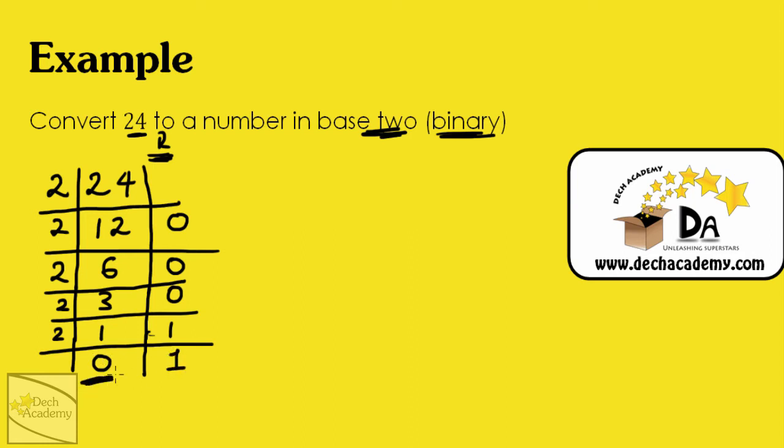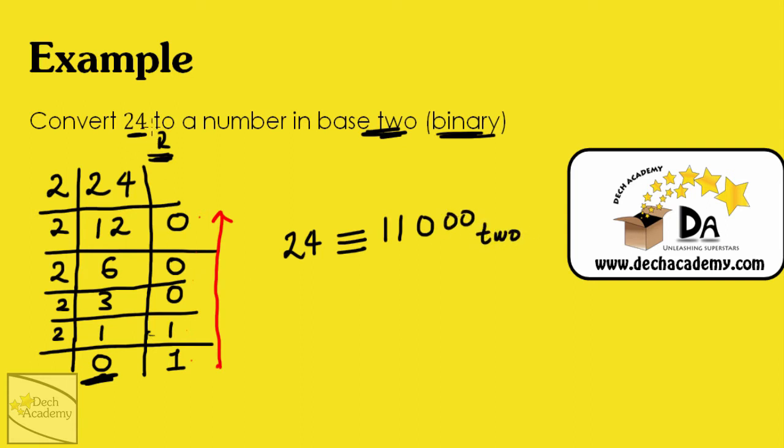And once you get a 0 here, you stop, and all you have to do is start from this bottom number. Basically, I'll just draw this arrow. Follow this arrow and write the number you see starting from the bottom. So it's 1, 1, 0, 0, 0. So therefore, 24 is equivalent to 1, 1, 0, 0, 0 in base 2.